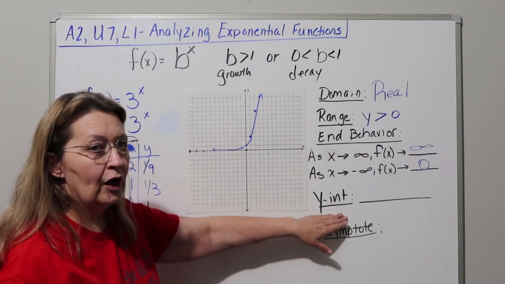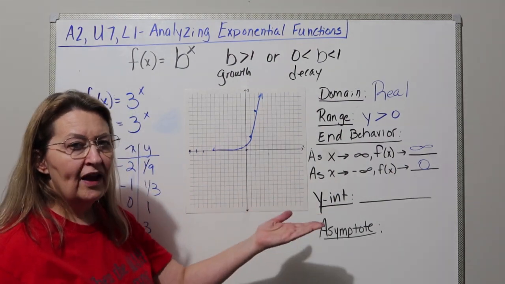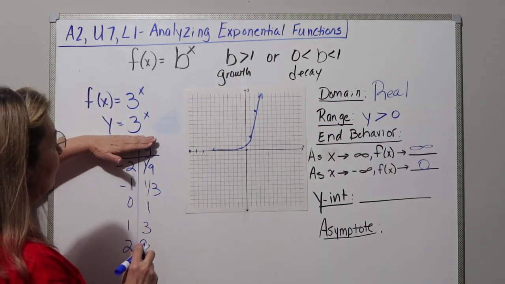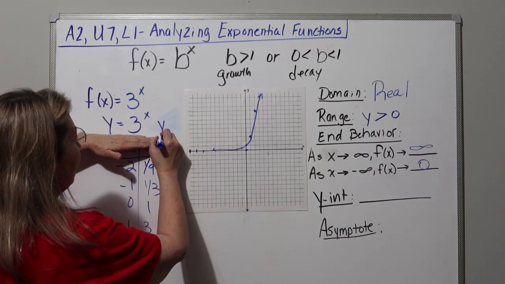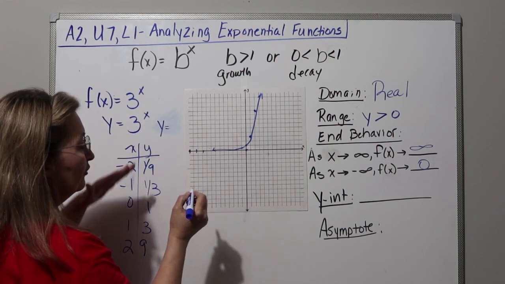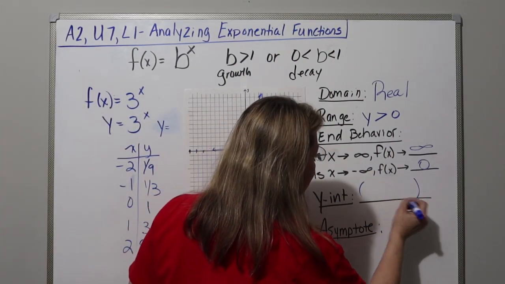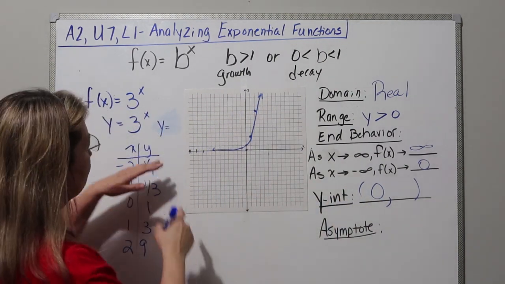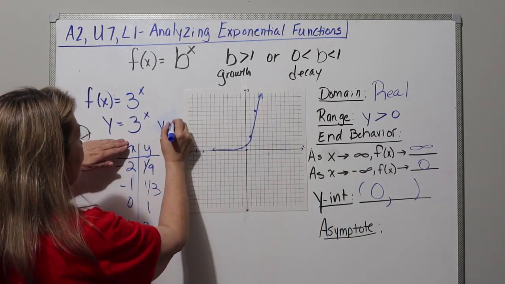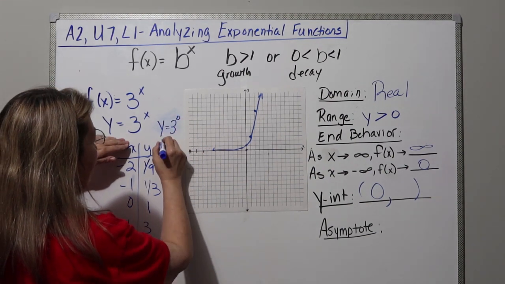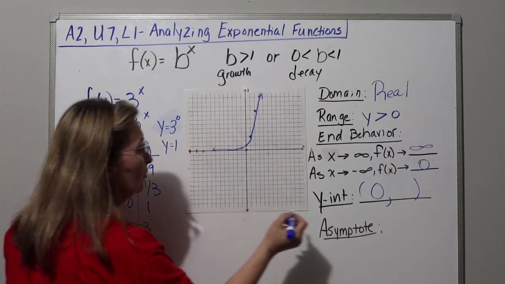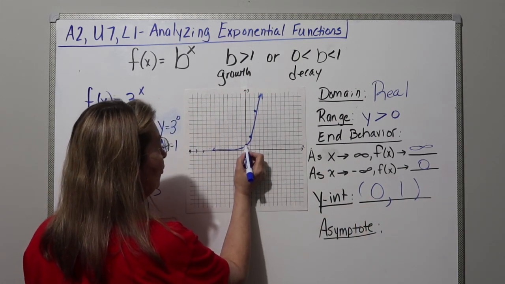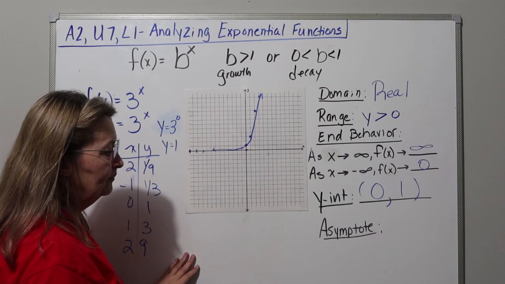Now we need to find a y-intercept. You've been finding y-intercepts for a long time. You do it the same way. We're going to take y equals 3^x, and I'm going to fill 0 in for x, because where does a y-intercept happen? Well, it happens at x equals 0. So if I let x be 0, I've got 3 to the 0 power, therefore y is equal to 1. So my y-intercept is at the point (0, 1), and you can see that from our graph.